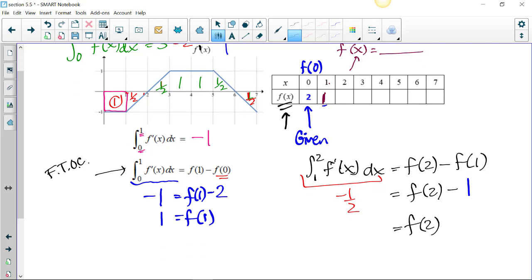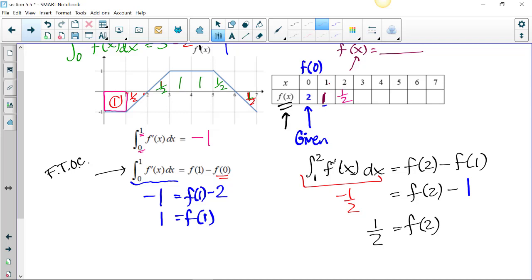I'm going to add 1. Negative 1/2 plus 1 is 1/2. So f of 2 is 1/2. Okay, so a little convoluted, maybe. A lot of work. But that's the idea. We can use the fundamental theorem of calculus. Basically what the fundamental theorem of calculus is doing is summing up the area as you move across. It's summing up the change.